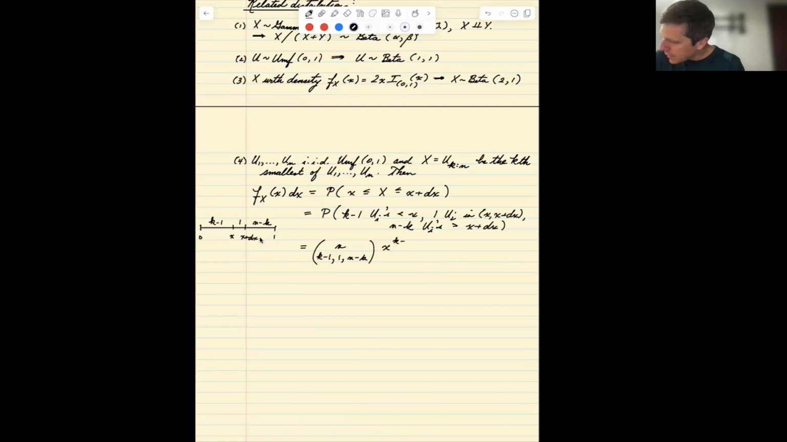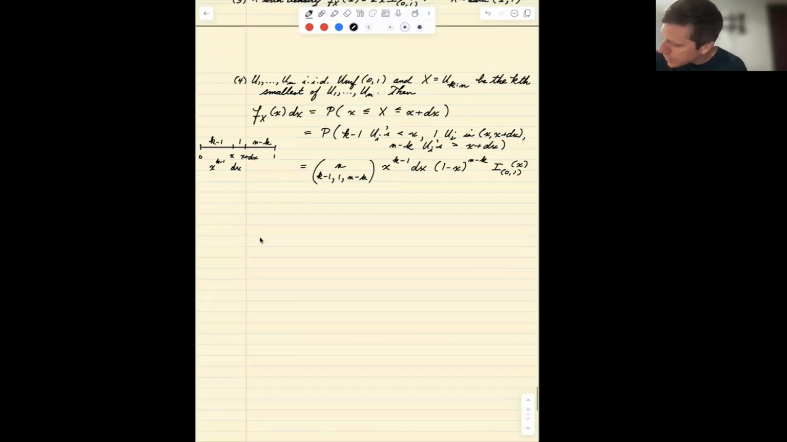X to the power k minus 1 for the k minus 1 that are going to be less than or equal to x. dx for the one that's going to be between x and x plus dx, because it's a uniform. So the probability of falling in that small piece is just the width of the piece. And then 1 minus x to the n minus k, as long as x is between 0 and 1.